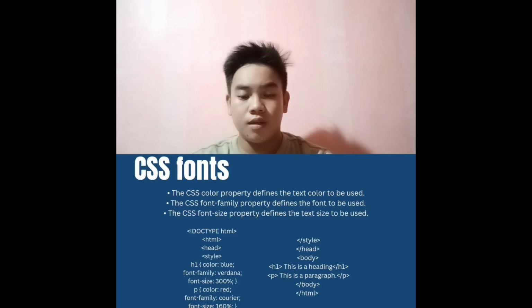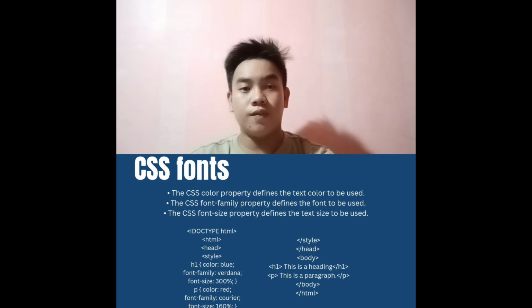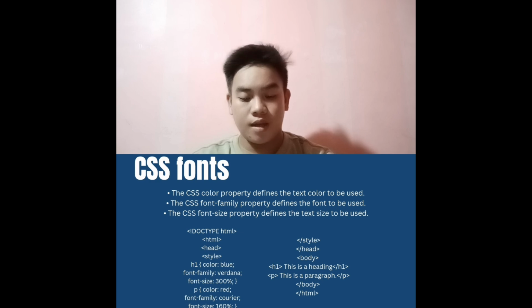CSS fonts. The CSS color property defines the text color to be used. The CSS font family property defines the font to be used. The CSS font size property defines the text size to be used. Example.